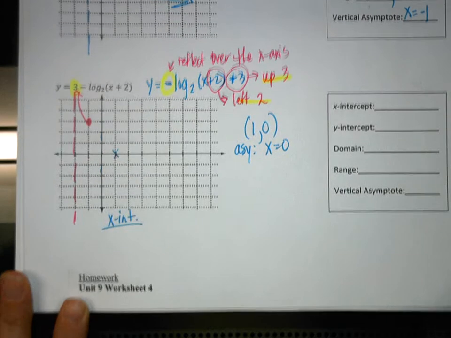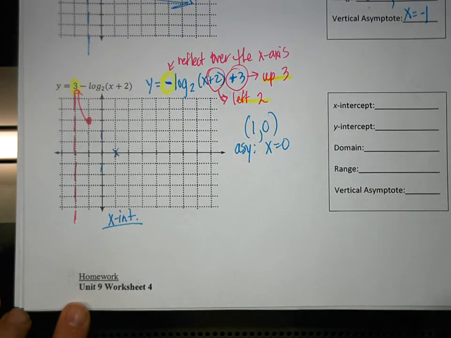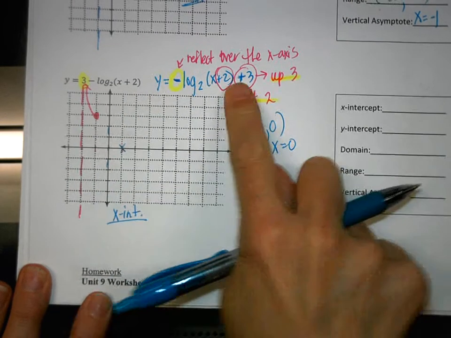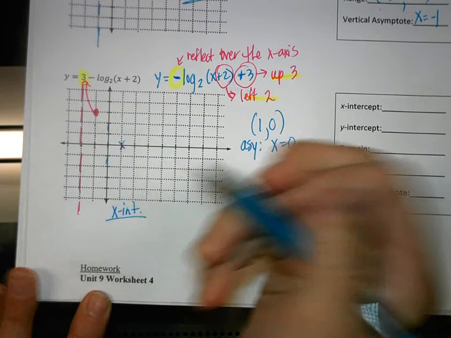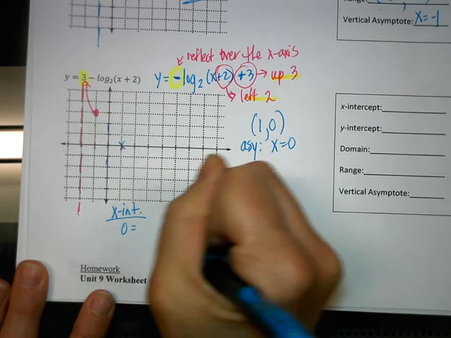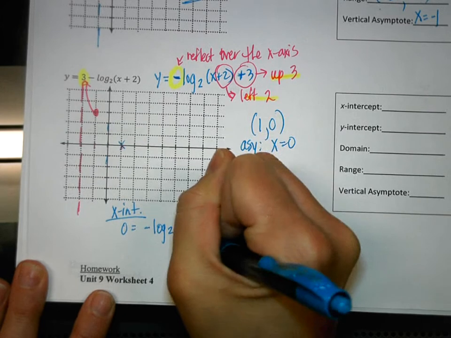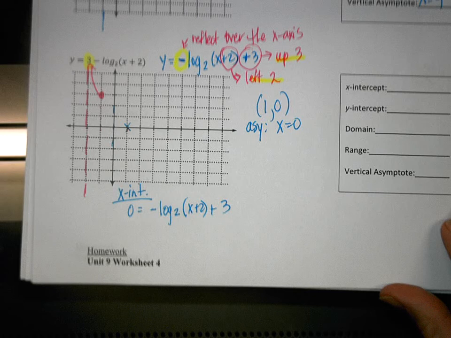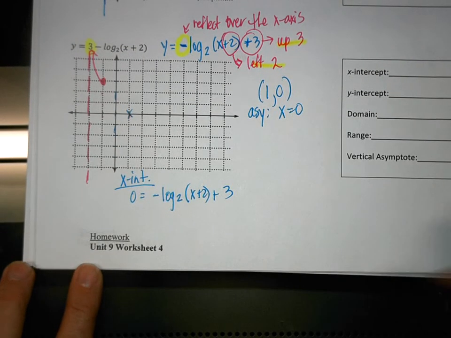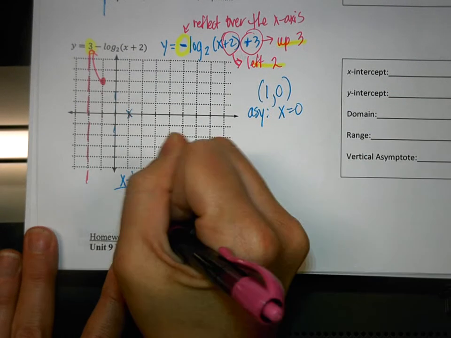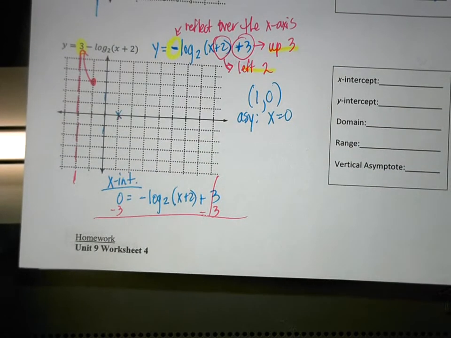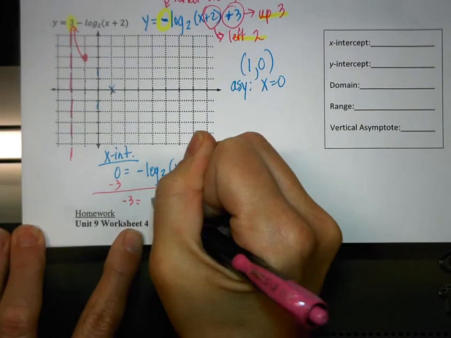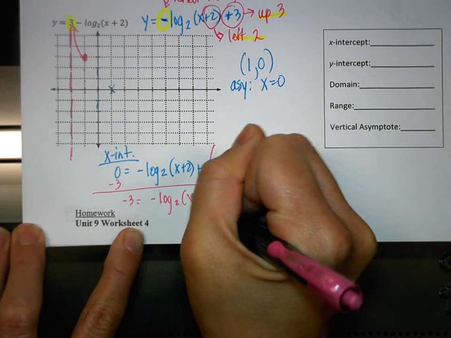How do I find the x-intercept? Plug in 0 for y, solve for x. Okay, so if I write this out, you could plug it into either equation, but I'm going to go with this one I wrote right here. So I have 0 equals negative log base 2 of x plus 2, plus 3. What will you do next? Good. Subtract 3. Okay, now remember the log is basically like this is stuck together. Okay, so now I have negative 3 equals negative log base 2 of x plus 2.